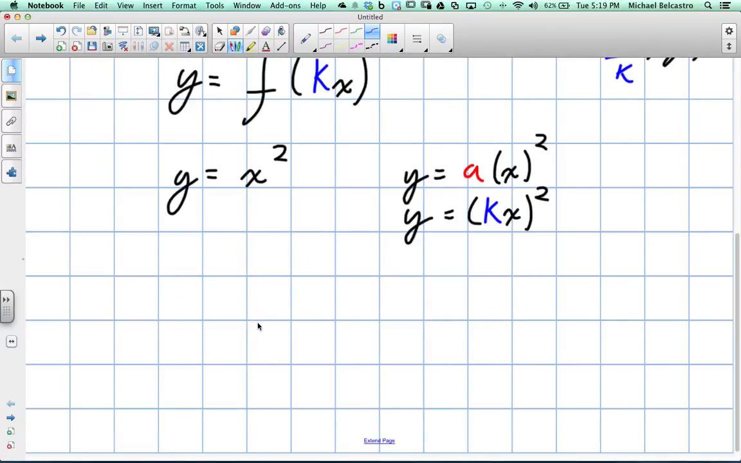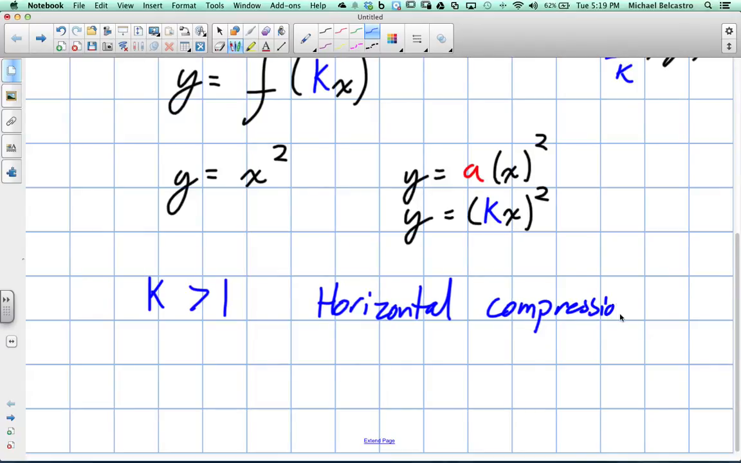So anytime we have a k value greater than 1, we're going to have a horizontal compression, which is the opposite of what we're used to. If you remember a, we have a vertical stretch up and down. Because k actually goes left and right, it's actually compressed. When the k value is less than 1 but greater than 0, so a decimal or fraction less than 1, we get a horizontal stretch.